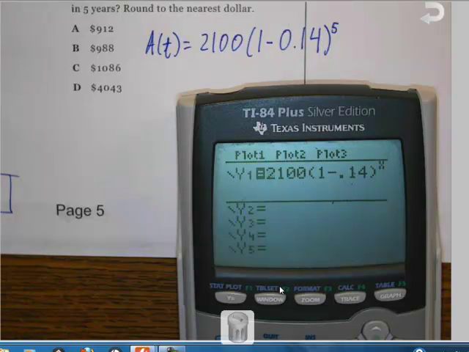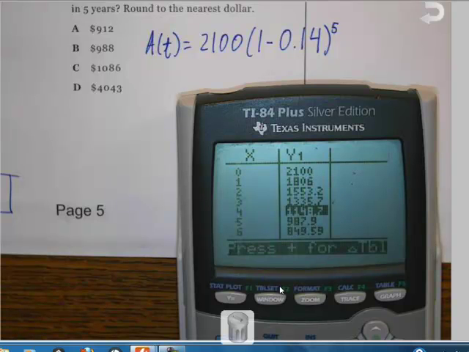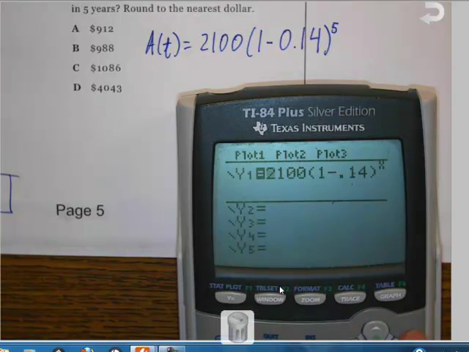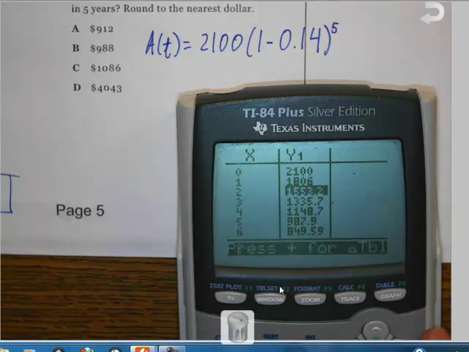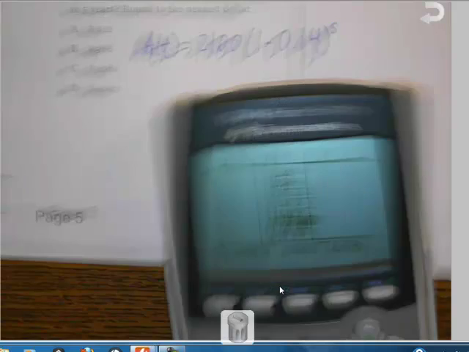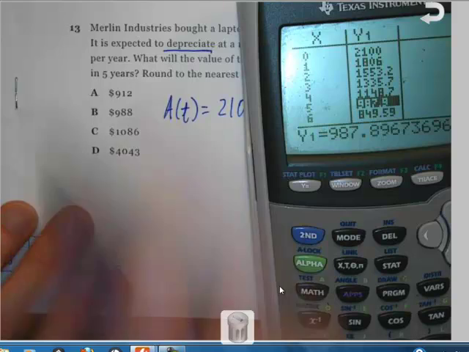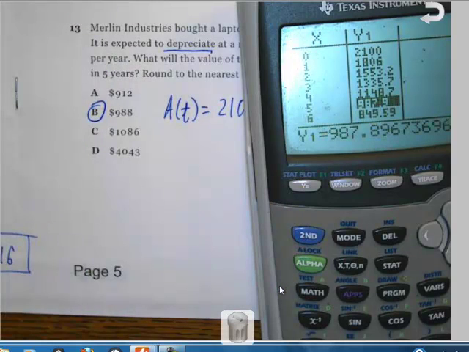Hang on, I must have done something wrong. Depreciate at a rate of 14%. $2,100, 1 minus 0.14. Oh, 5 years. Don't be me. Can't read the problem. So, 5 years, 987.9, which is about 988. There we go.